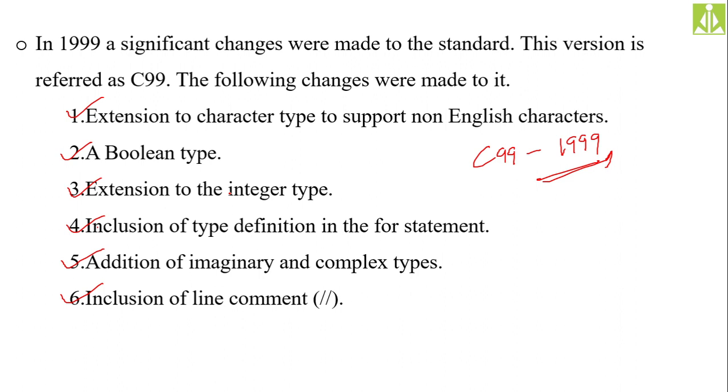Some minor changes were made to C89 in the year 95 and they called it C95. Some more significant changes were made to C95 in the year 99 and they called it C99. And what are those changes? These six changes have been made to C85 to make it a new C known as C99. Hopefully you understood this history.